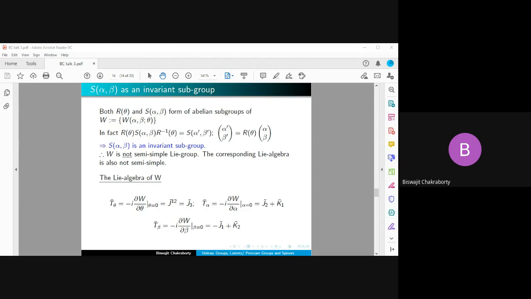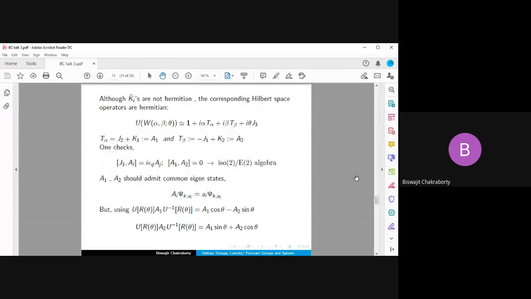The K1 tilde and K2 tilde are the so-called boost generators. They are somehow non-Hermitian, you can see. So apart from T theta tilde, T alpha tilde and T beta tilde are not Hermitian, although the J1 and J2 are Hermitian. But when you consider their action on the Hilbert space of one-particle states, they will definitely be Hermitian from Wigner's theorem. So let me go to the next slide, please. On the Hilbert space, we just remove the tilde. The corresponding generators will be just T alpha, T beta, and J3.